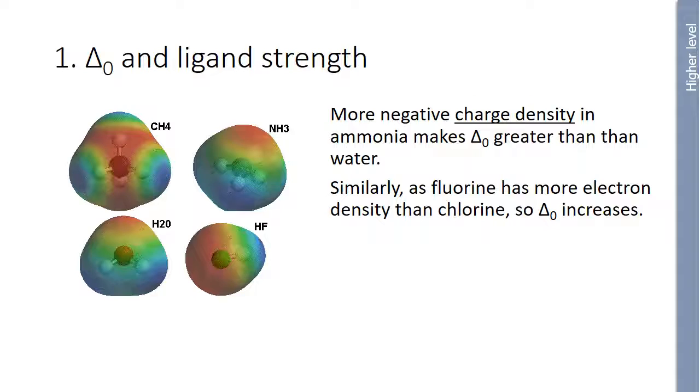The first one is the ligand strength. Okay, so more negative charge density of ammonia makes this splitting greater than you would see in water. As you can see from the animation, there's more negative charge on the nitrogen of ammonia than there is on the oxygen of water. Also with fluorine, which has a larger electron density than chlorine, so the splitting again increases. Okay, which again you can see by the animation here, looking at HF, large negative density.